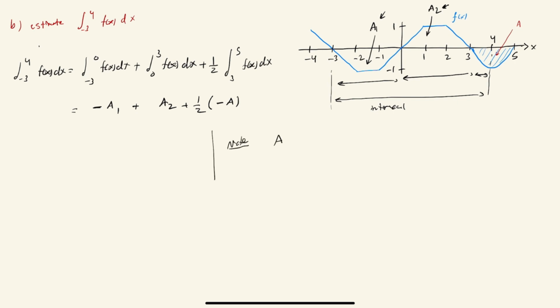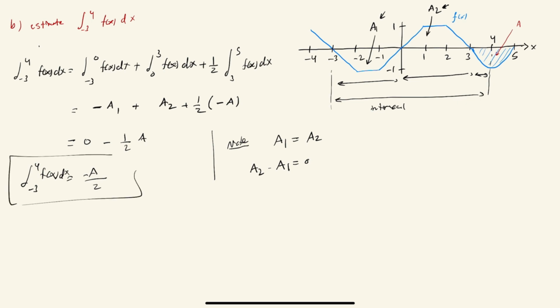Now, noting here that A1 and A2 actually have the same area. Therefore, when we subtract these two areas, it results in 0. Therefore, it's going to be 0 and then minus half multiplied by A, and we will have this as the resulting value of the definite integral going from -3 to 4 of x dx.